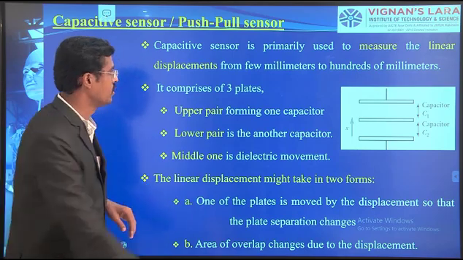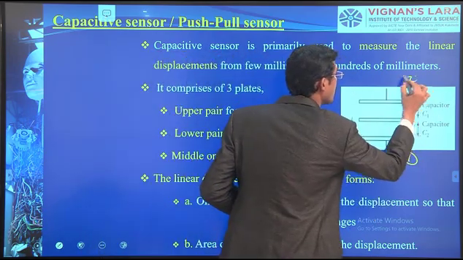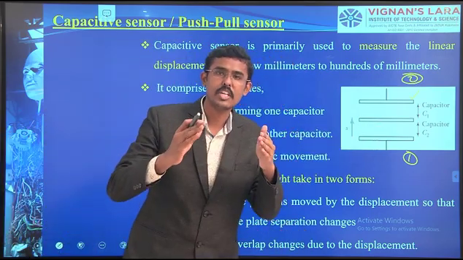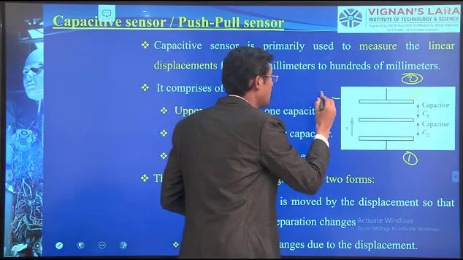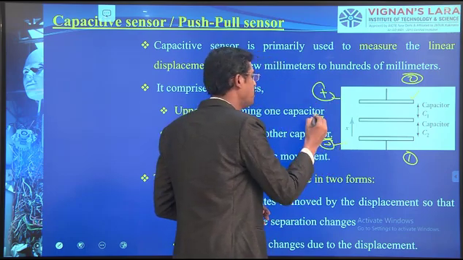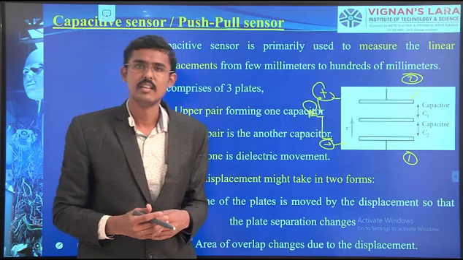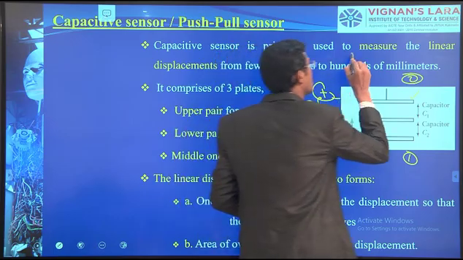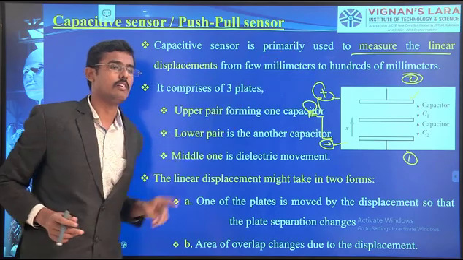How? You see, we have two conductive plates. In the middle we have a dielectric medium, or an insulator. When it is connected, one end is connected to positive and the other end is connected to the negative. When these two are connected to a bulb, it forms a power source. The capacitive sensor is primarily used to measure linear displacement from a millimeter to hundreds of millimeters.